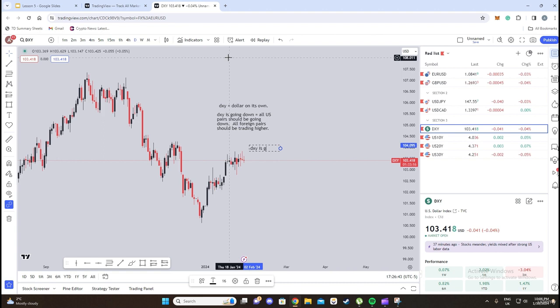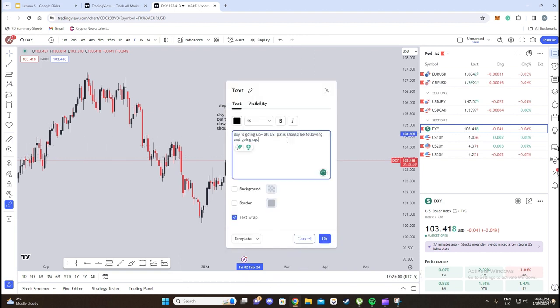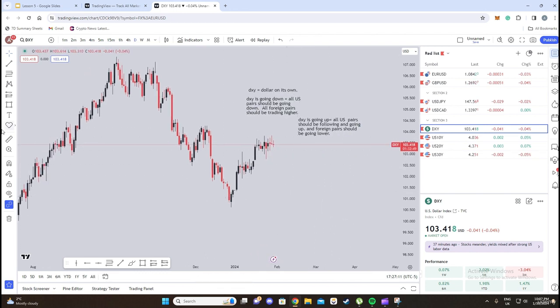So DXY is going up. And what would that mean? All US pairs should be following and going up, and foreign pairs should be going lower. So let me just show you exactly what I mean really quick.